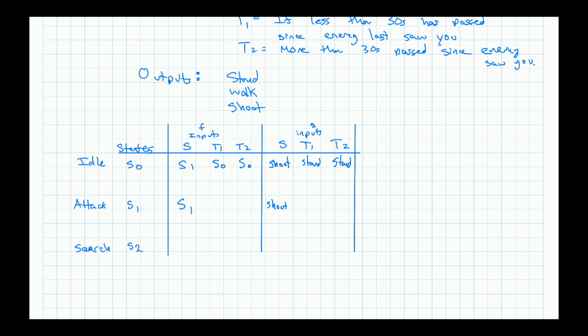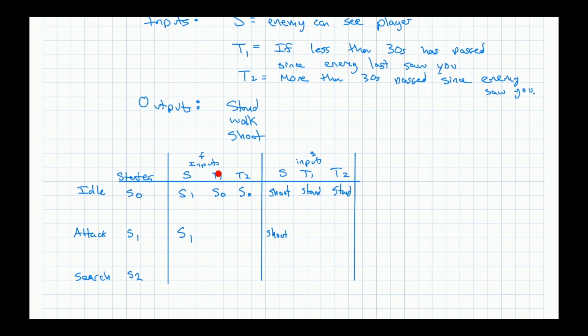What are we going to do? If you're in the attacking state and you apply input T1, T1 is less than 30 seconds passed since the enemy last saw you. So the enemy's attacking you, but you hide. What's the enemy going to do?